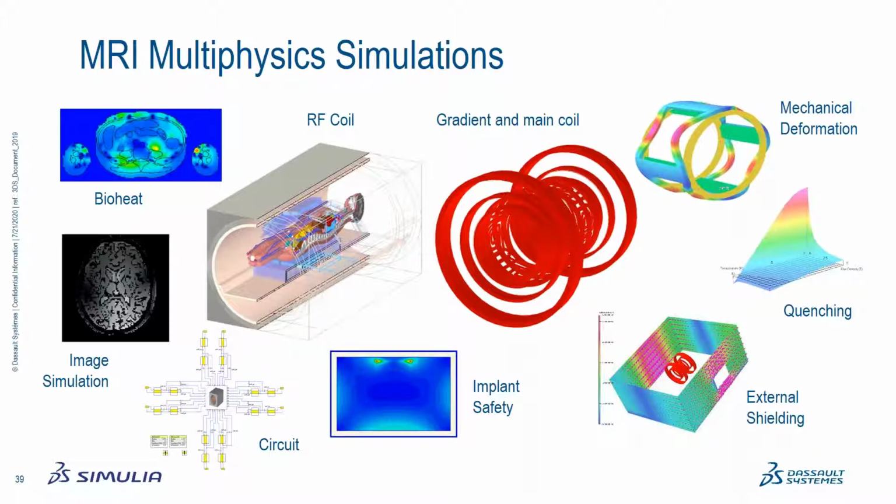Thus, I don't want you to miss the point here. The end-to-end workflow, starting from gradient, static, and RF coils until the final image, can all be completely virtualized and simulated, even before a physical prototype is manufactured. This is hugely valuable for this extremely complex type of equipment.